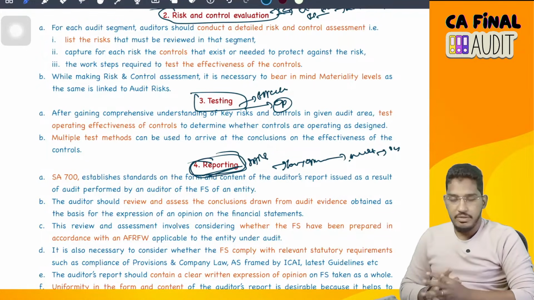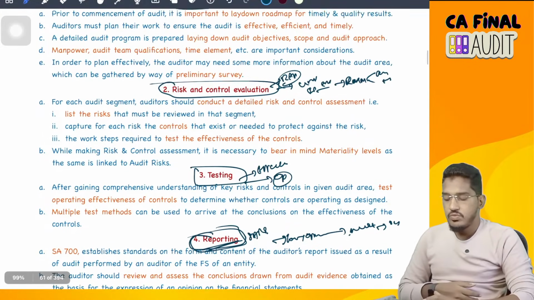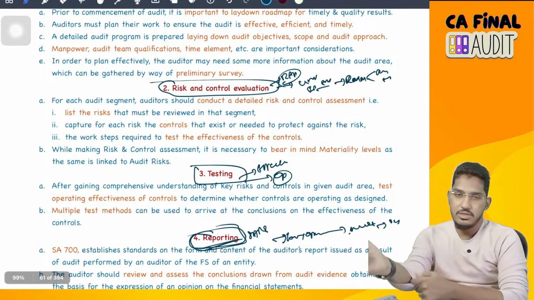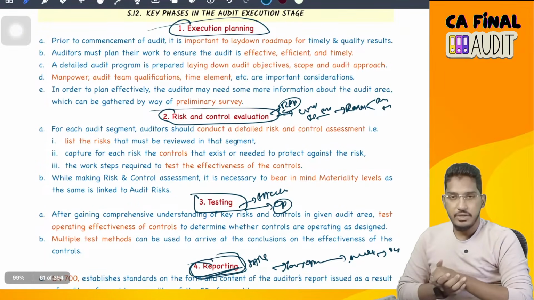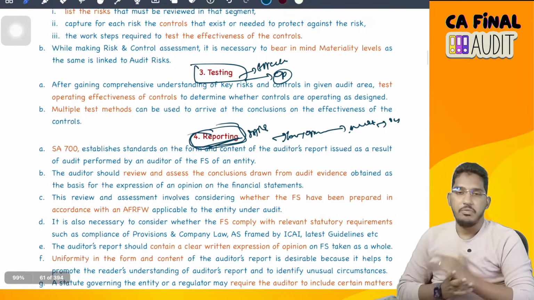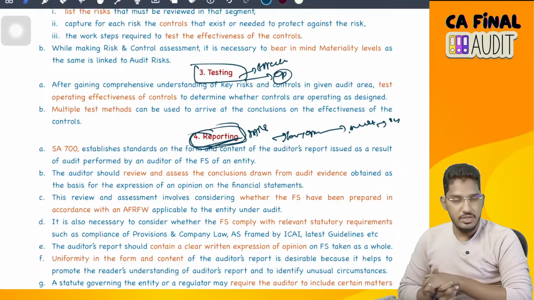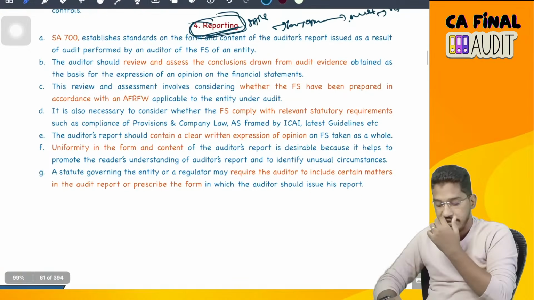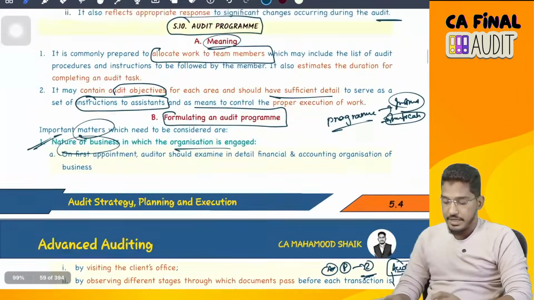Whatever we know from the beginning, the same thing they are trying to say here, but they gave side headings, that's all. So this is what will happen in the entire execution phase of the audit. We spend time on planning, we do the risk and control evaluation, then we do the actual testing, finally we do the reporting. Whatever observations we have, we report in the form of a written document, which we generally call the audit report. Understood everyone? So this is what we have regarding audit strategy, planning and program.